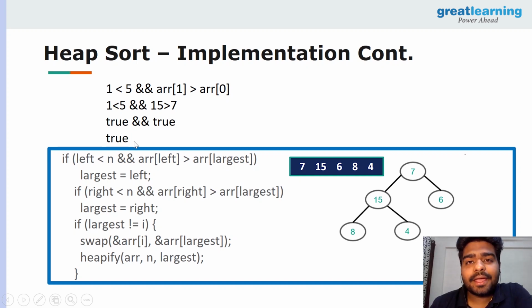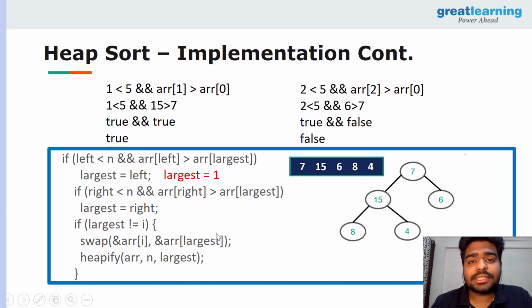It's true. When it is correct, what will happen? Largest equal to left. That means largest will become 1, right? Largest becomes 1 now. Remember, now largest is not 0. Now largest is 1. And if you see, what is there in 1? 15. Right? Okay. Now let's quickly go to this next if condition and let's see whether this is also correct or not.